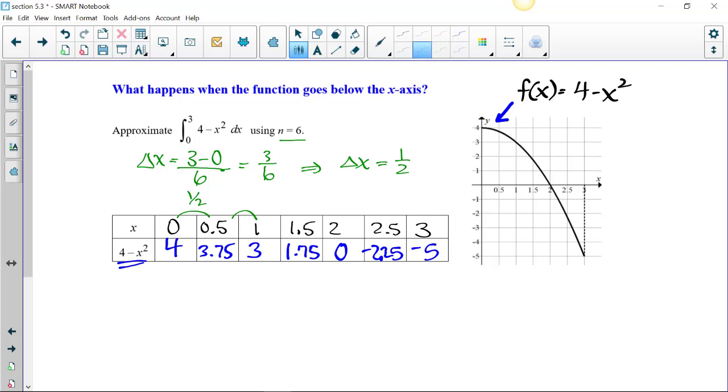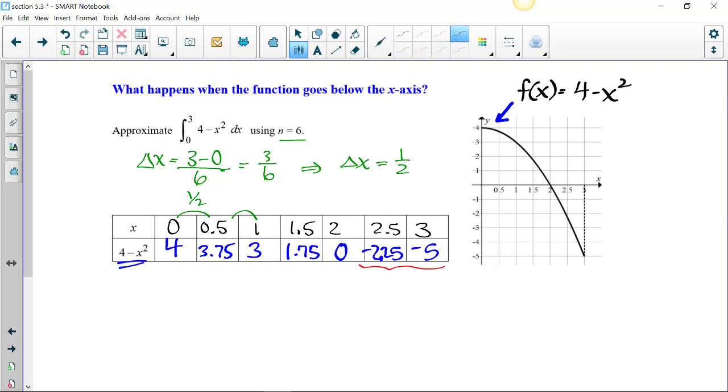So right here, I see something that I've never seen before. We've never seen function values that were negative, okay? So what is that telling me? That means when we use these as our heights, we're saying that our height is negative, okay? So that's going to give us a negative area for those rectangles.